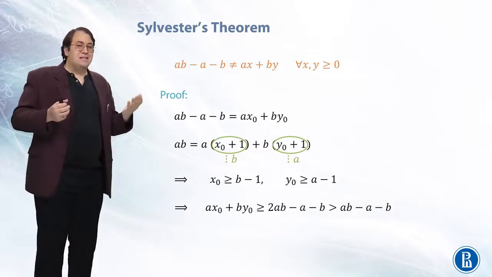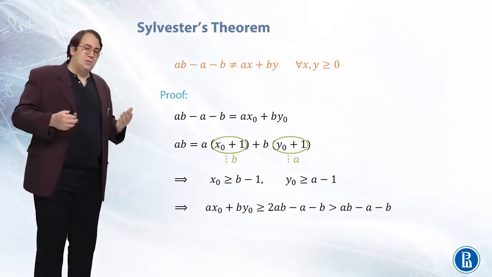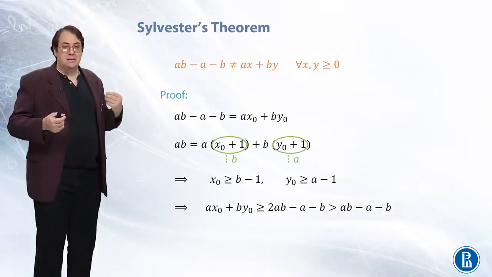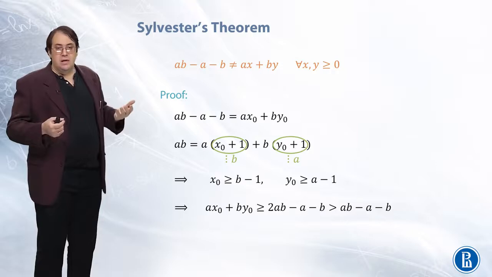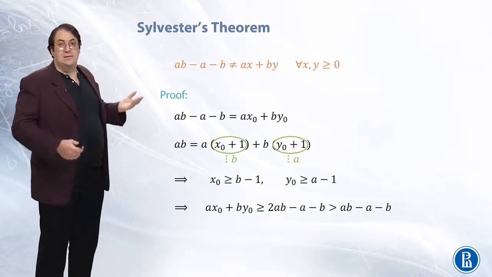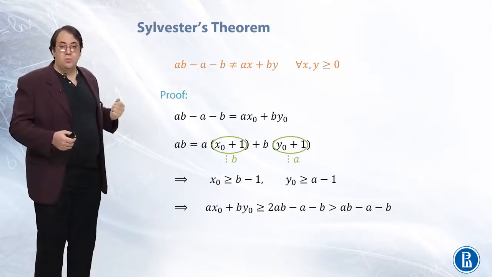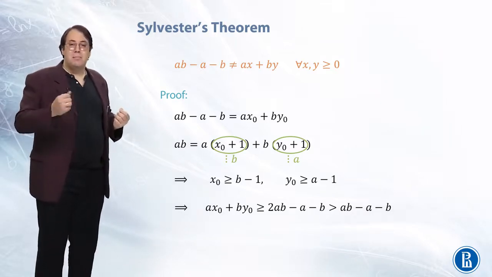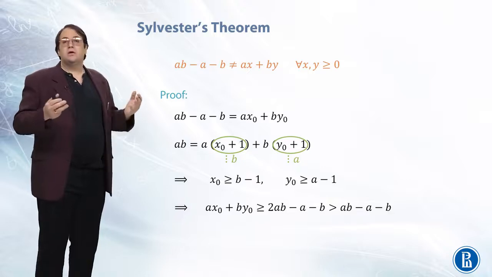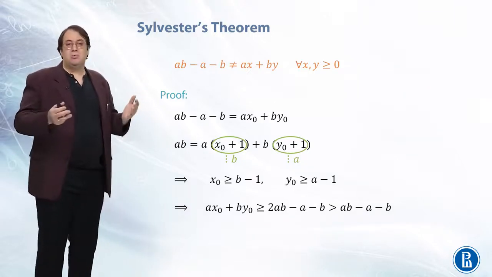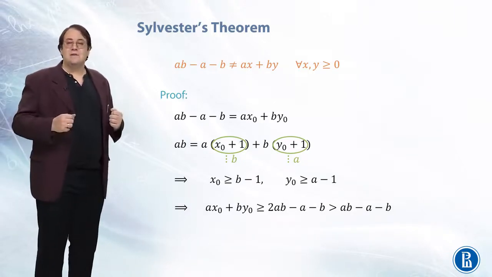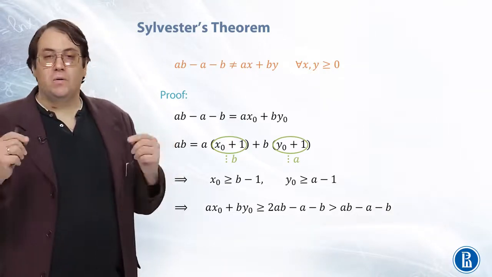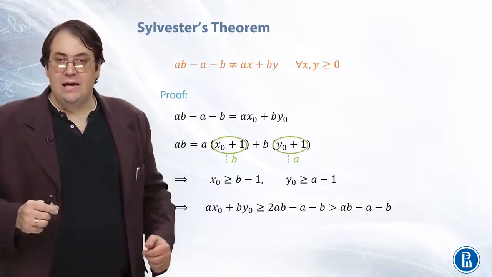But if x0 is at least b minus 1 and y0 is at least a minus 1, then a multiplied by x0 plus b multiplied by y0, the fourth and last line of the proof, will be strictly greater than ab minus a minus b, which is a contradiction, which proves that indeed there are no such non-negative x0 and y0. This was the first part of the proof of Sylvester's theorem.